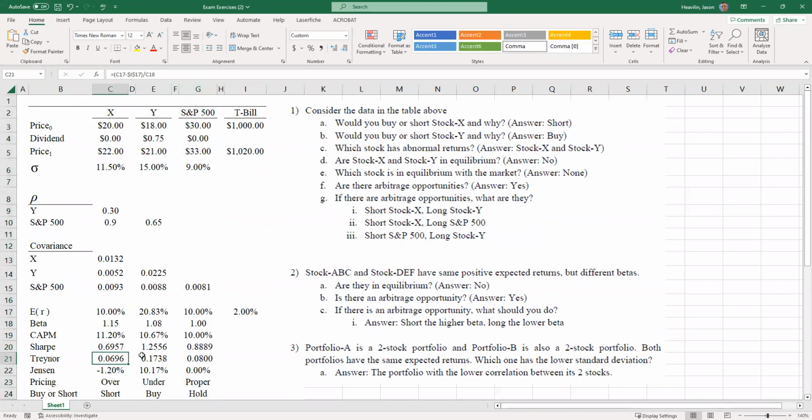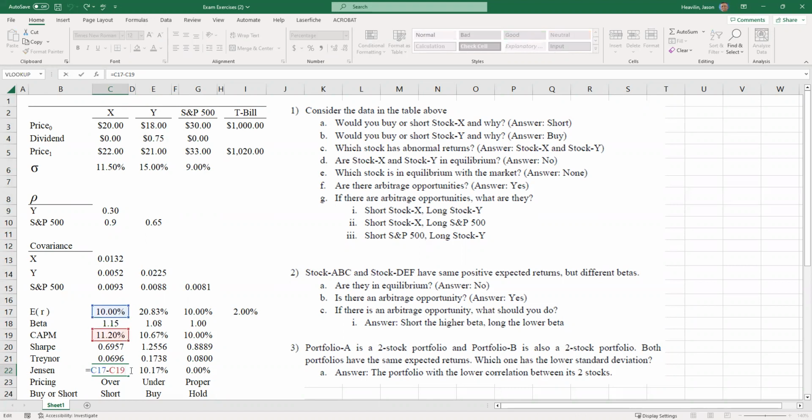Treynor ratio, by now you should know that is almost the same as the Sharpe ratio, except that instead of dividing by standard deviation, you are dividing by beta. That's your Treynor ratio. Jensen's Alpha, as discussed before, you calculate CAPM, but you're going to subtract. CAPM is already calculated here, by the way. So it's going to be the expected return minus the CAPM. And that will give you the Jensen's Alpha.